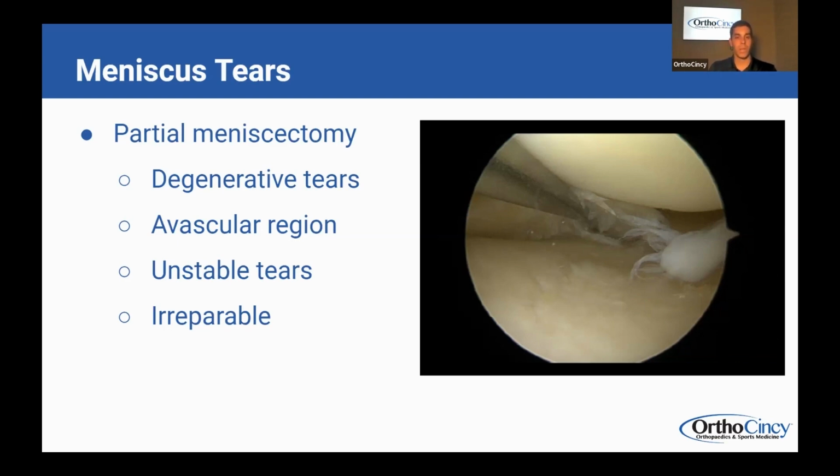But the indications for this are basically degenerative tears where the tissue is not going to heal. If it's a tear in the avascular region where there's also low chance of it healing with any kind of repair. If it's unstable in a way that you can't repair it to be stable, or there are just some tear patterns like this picture here on the right where all that crab meat looking stuff is basically just shredded meniscus. And so you basically just have to get that destroyed tissue out of there because it can get caught in the joint. It can cause pain, swelling, and all the other symptoms that may be associated with a meniscus tear.